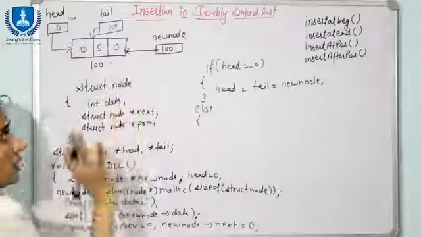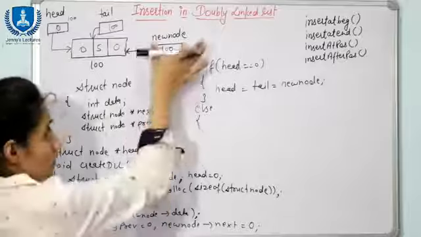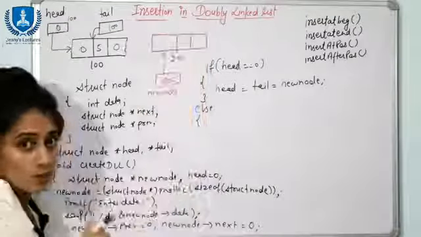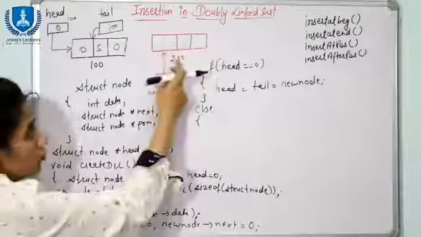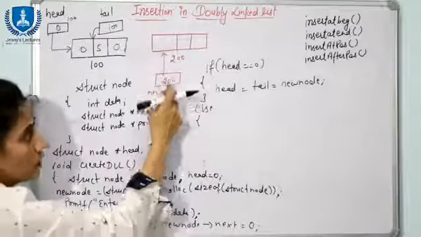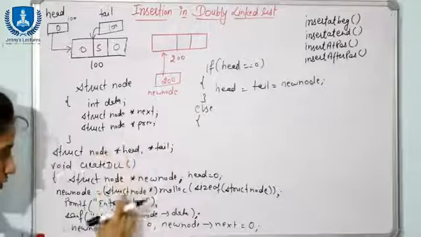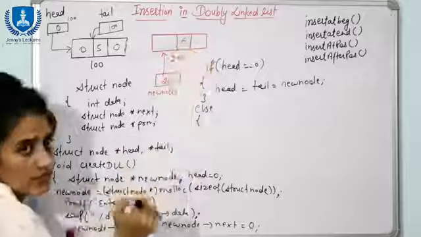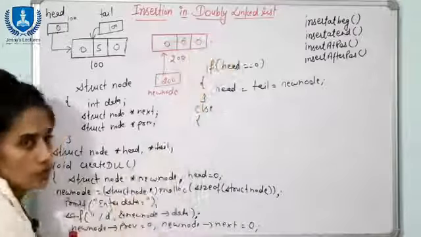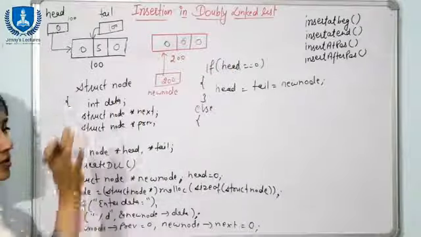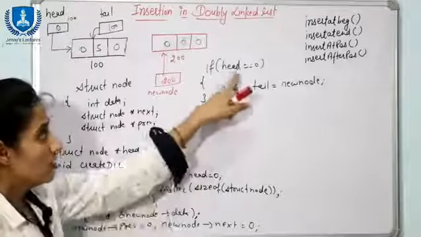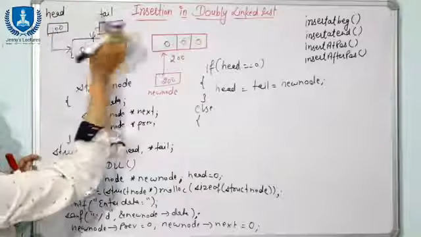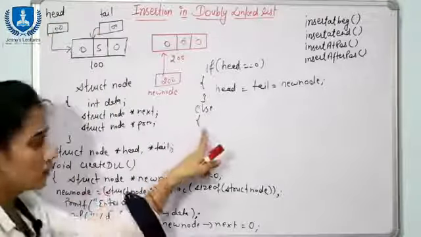Now suppose this is the list, and I want to insert a second node. In that case what will we do? Suppose we have created one more node, and the address is 200. In this new node, 200 is going to be stored. We have asked the user for data using printf and scanf. The data inserted is 6, and here 0 and 0. Now I want to insert this node into this list. Now if head is equal to 0, but head is now 100, so this condition is not true, and tail is also 100. So now we are going to enter the else part.